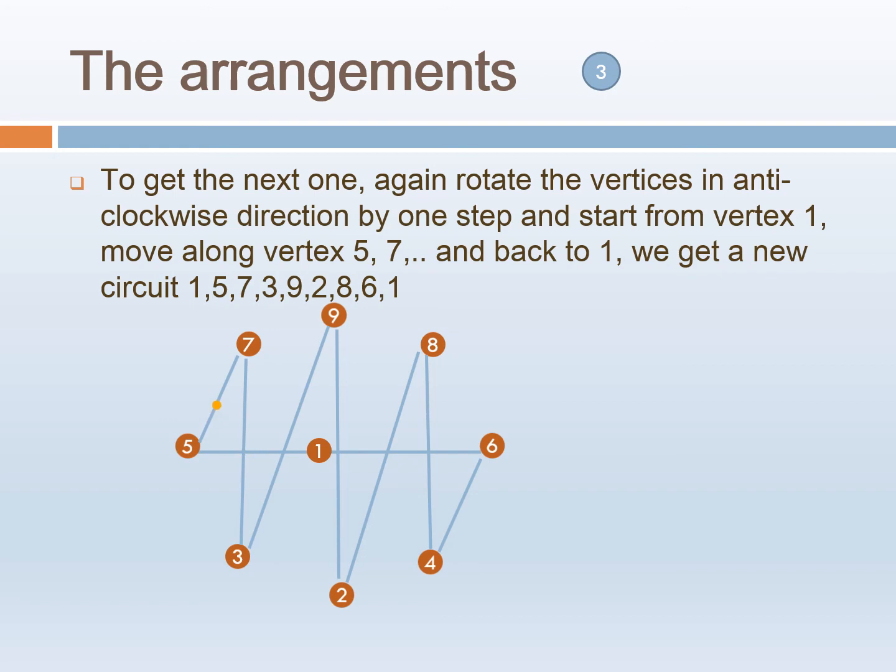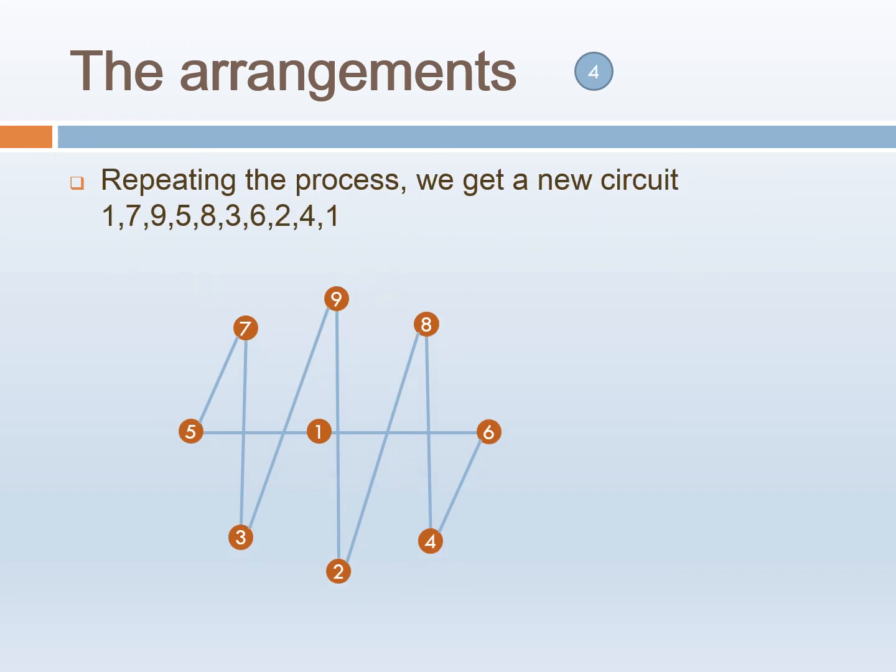Our new circuit is like this: 1, 5, 7, 3, 9, 9 to 2, 2 to 8, 8 to 4, 4 to 6, again 6, back to 1. We get a new circuit. Again, we repeat the process to get a new circuit.